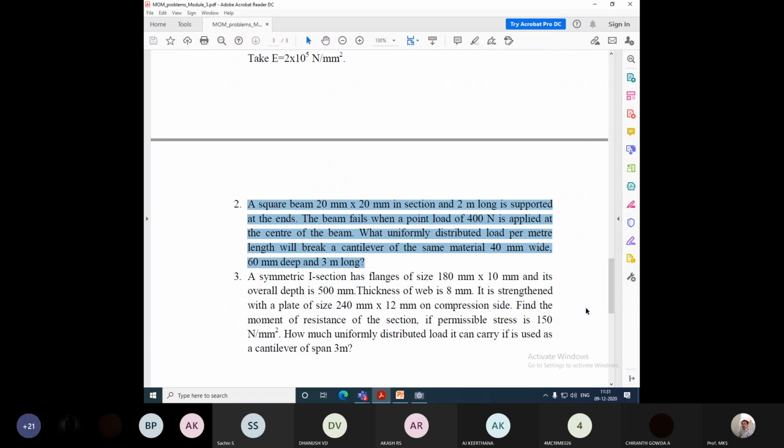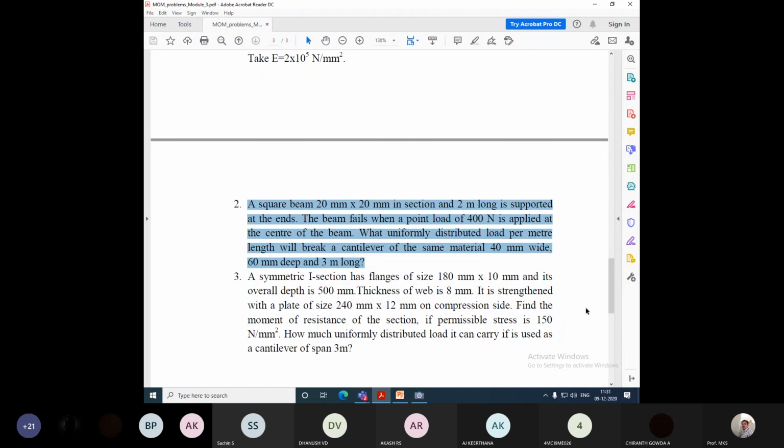So here a square beam is given, 20 into 20 square beam, and length is given. It is supported at the ends. End supports in the sense it is a simply supported beam. The beam fails when a point load is applied on the beam at the center, exactly at the center. So that is the first part of your problem. Next, what uniformly distributed load for the same beam? If the uniformly distributed load per meter length will break a cantilever beam.